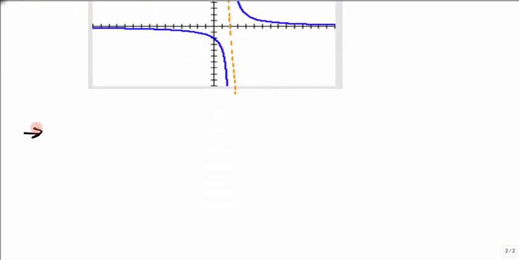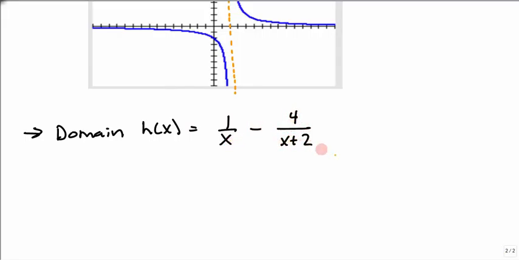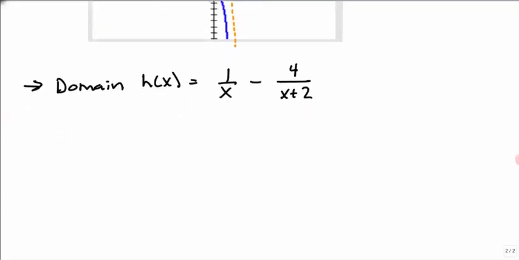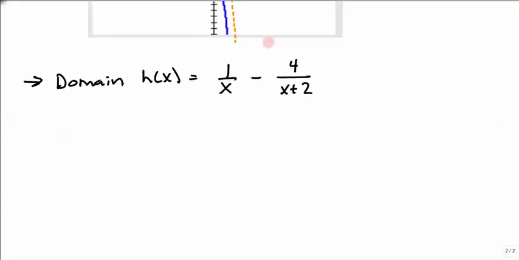Sometimes you could have more than one denominator, and again we're trying to find our domain here. Let's go ahead and look at the function h of x equals 1 over x minus 4 over x plus 2. Well, right now I can see there's no square root sign, so let's go ahead and go with the denominators. This one says x cannot equal 0, and this one says x plus 2 cannot equal 0. So these are my domain restrictions.